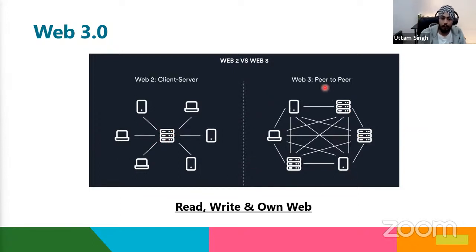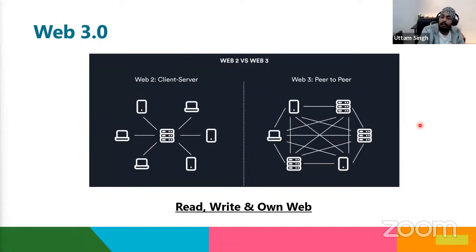But in Web 3, your data will be distributed over the whole network, right? So no single authority, no single company, or even a government will be controlling the data. Your data will be on a peer-to-peer network, distributed over the whole network. That's why we call it a read, write, and own web, where you will be owning your data. No company or government, no one will be controlling the data, right? None will have authority over your personal data, and there won't be any centralized server.